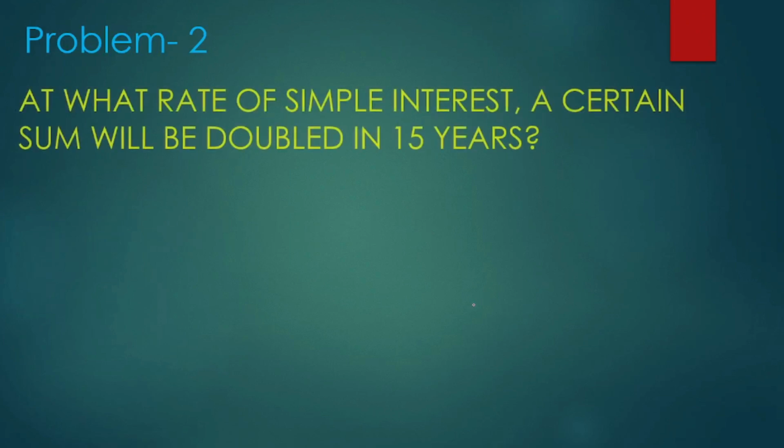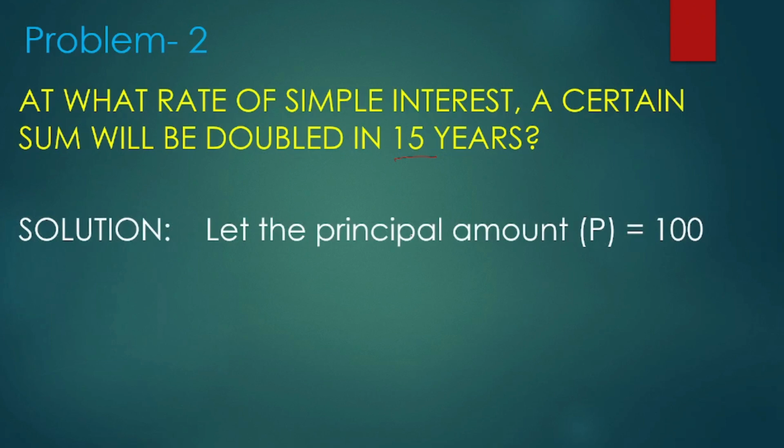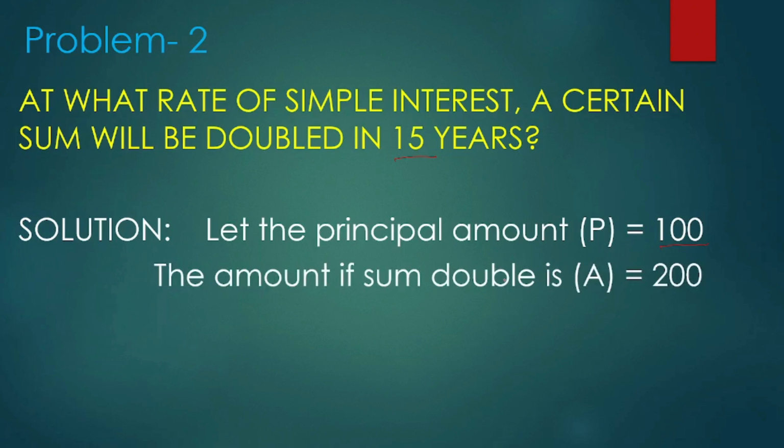Let's see problem 2. At what rate of simple interest will a certain amount be doubled in 15 years? The amount is not given and we have to find the rate of interest, that means in percentage. So the principal is always considered as 100 rupees because we calculate the rate of interest in percentage. The time period is 15 years, in which it will double. That means principal plus simple interest must be equal to 200 rupees.